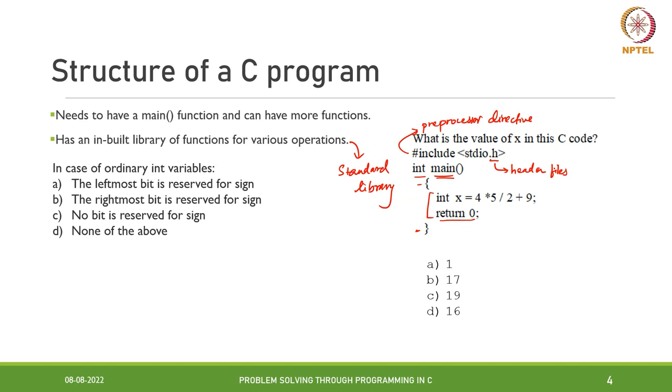All right, now let us try to solve this question. Basically what we have here is a main function, and we have a variable x. This variable is called x, and it is of type integer, so this variable x can store only integer values. Then we are doing some operations with some numbers, and we are trying to store that value in this integer variable x. So what do you think should be the answer here?